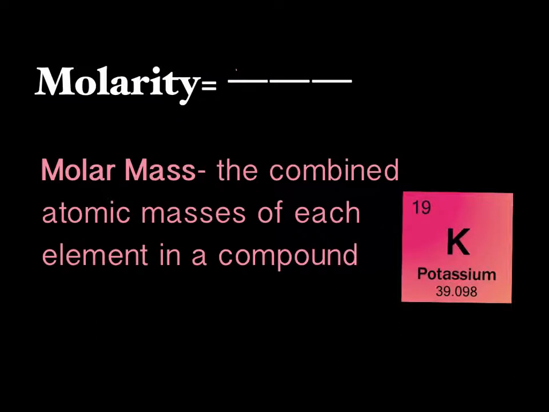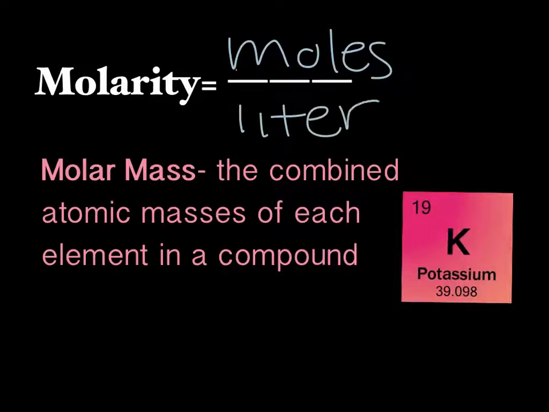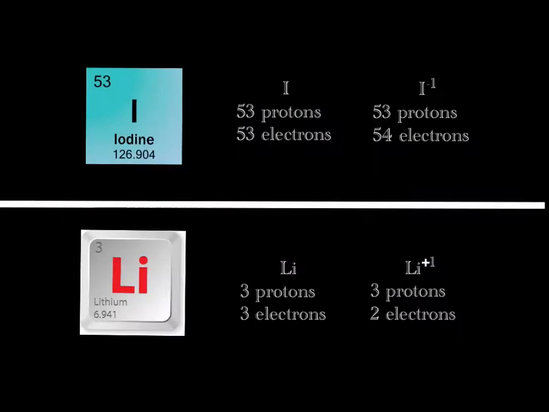Now you may be asking yourself, how does this relate to what we are doing in class? Well, we are currently focusing on the topic of molarity. Molarity is the amount of moles per liter of water. The number of moles in a compound is determined by the combined atomic masses of each atom in the compound, or molar mass. The atomic mass of the elements that make up the compound can be found on the periodic table. Elements on the periodic table also have different forms called ions.